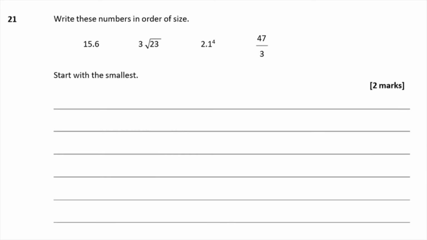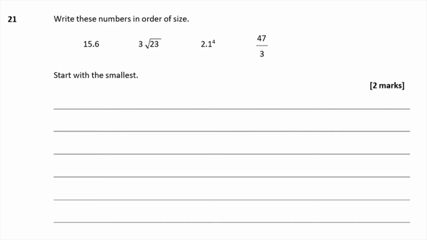Question 21, write these numbers in order of size. 15.6, 3 lots of the root of 23, 2.1 to the power of 4, and 47 over 3. Now, a lot of these are fairly horrendous to do without a calculator. I am not going to do those. I'm going to just estimate them because I think they're going to be far enough away from each other that I can estimate the size of them and rank them that way.